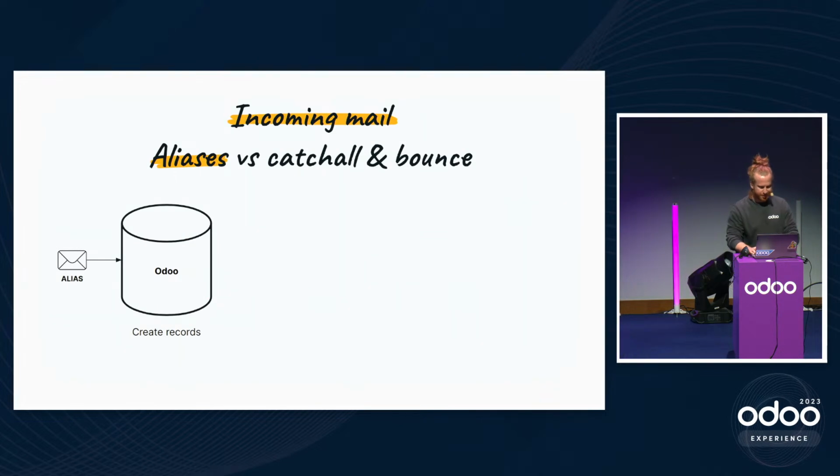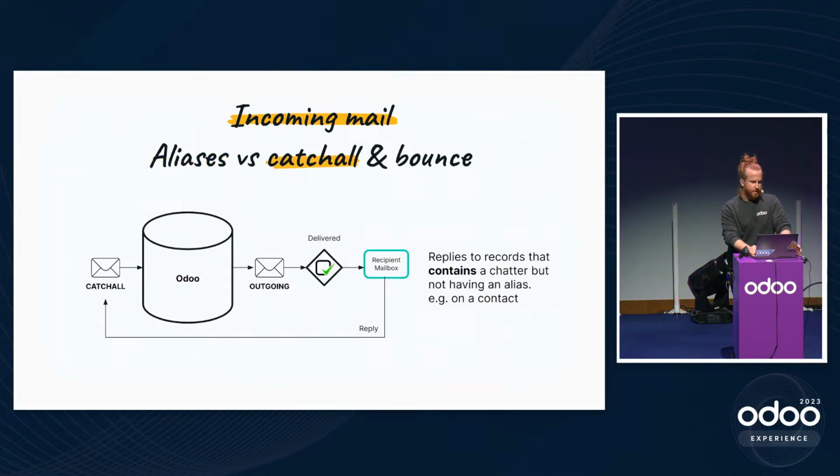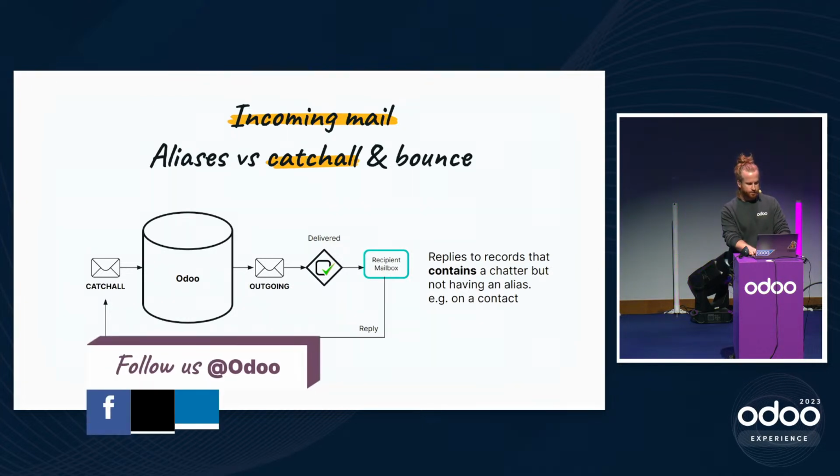Multi-domain, multi-company, sorry. So about the aliases: you can simply create an alias, and it will create a record inside your database. The other way is when you send an email from Odoo, your customer will receive it, and if the reply is on a model having an existing alias, it will come back to Odoo with the reply-to address. Same idea with the catch-all. If I send an email from a record, like a contact, that doesn't have a reply-to address and an existing alias, the reply will come back to the catch-all.